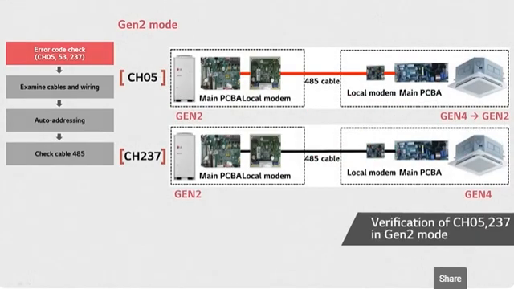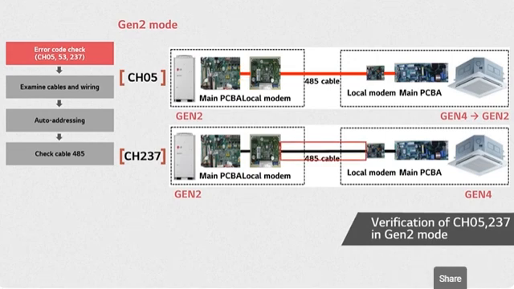And when the IDU and ODU are set in Gen 2 mode, CH05 indicates an error between the indoor unit main PCB and outdoor unit main PCB. When error CH05 occurs, first, check the connection between the indoor unit local modem and the main PCB. And second, check the local modem state. Third, check the 485 cable between local modems. Fourth, check outdoor unit's local modem. And finally, check the connection cable between the ODU's main PCB and local modem.